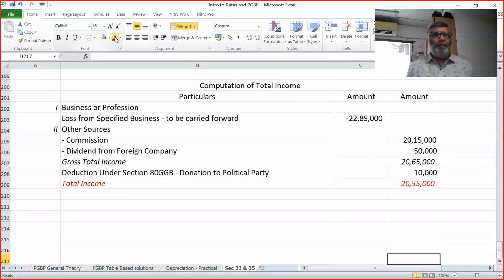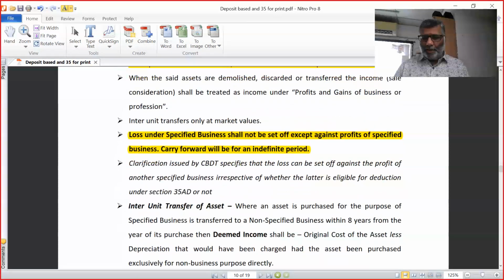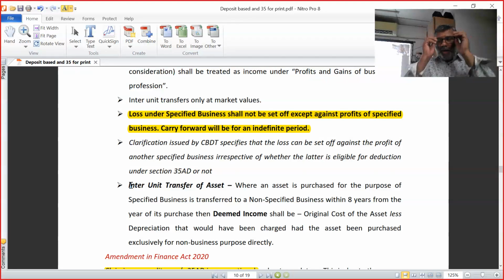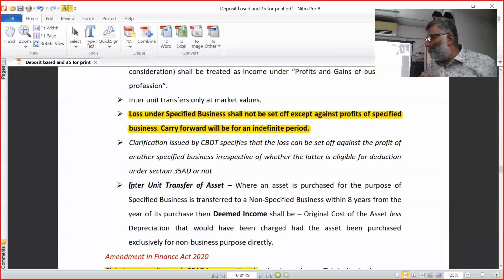Right. Okay. Now, this part I'll come to later. Inter-unit transfers only at market price. I'll come to it. Now, what people did, they bought an asset for specified business and then transferred to a non-specified business. If they had sold, at least section 41 would have taken care of the income. They bought it and then transferred to a non-specified business. Inter-unit transfer of asset.